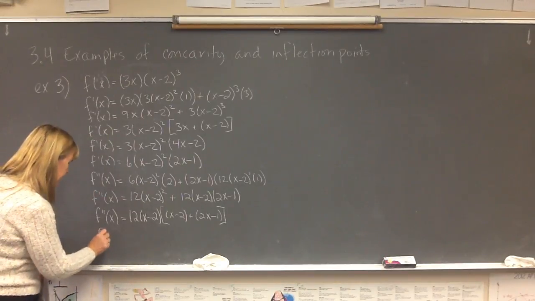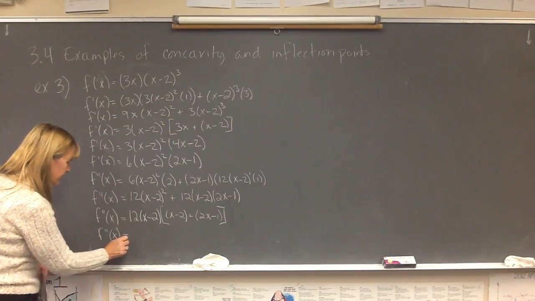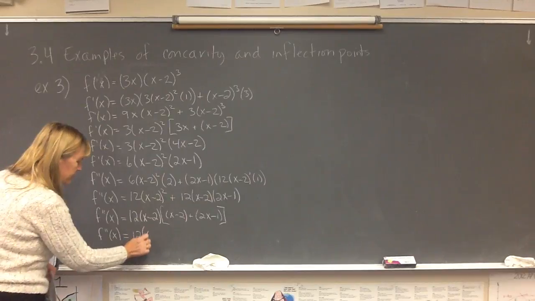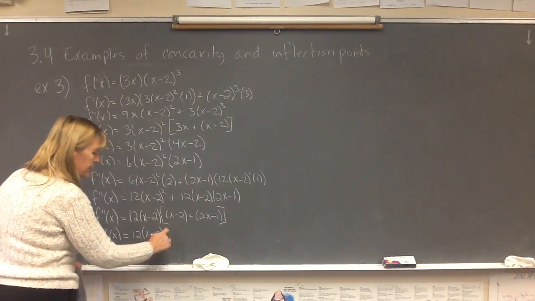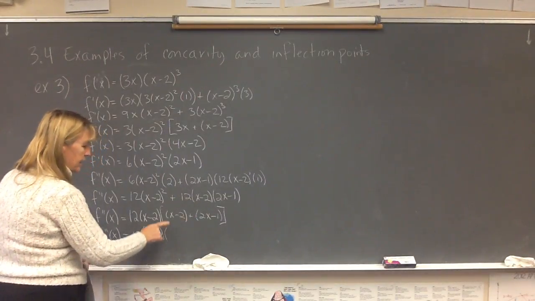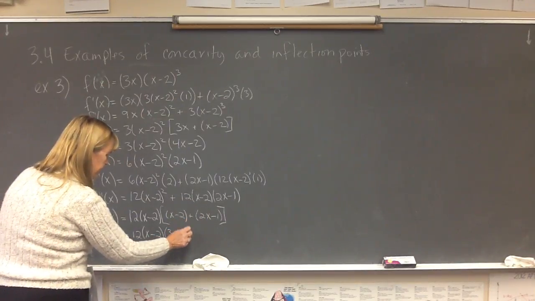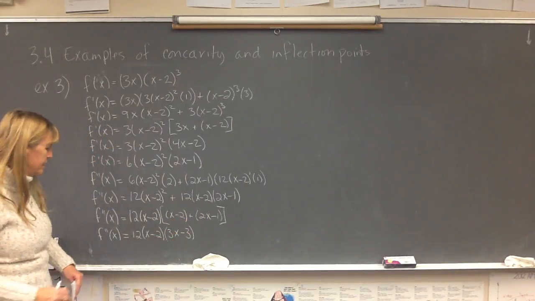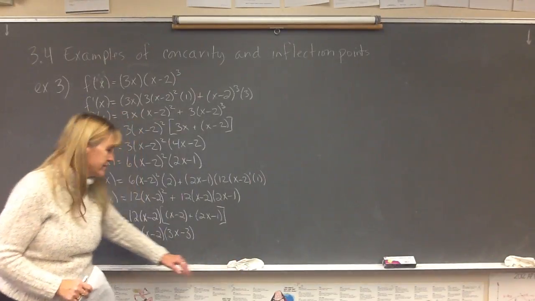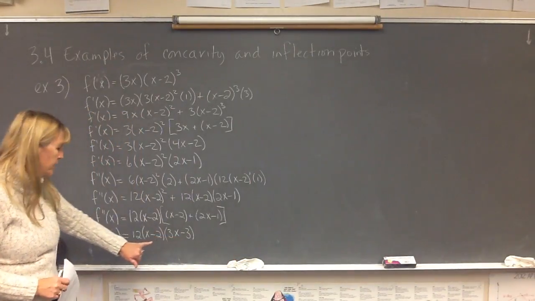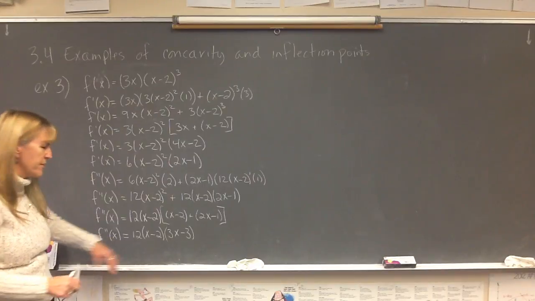So I have a second derivative with respect to x, 12 times x minus 2, and if I simplify everything in here, I'm looking at a what? 3x minus 3? And yeah, you guessed it, I can't help myself. I'm going to pull a 3 out of here, multiply that 3 by the 12 and call it 36.